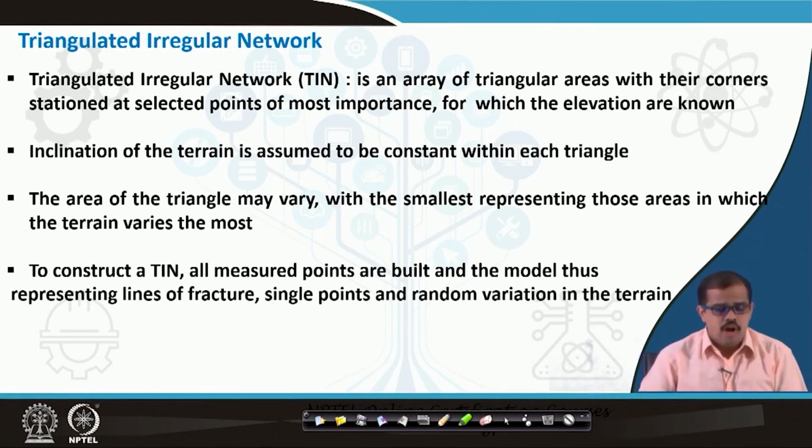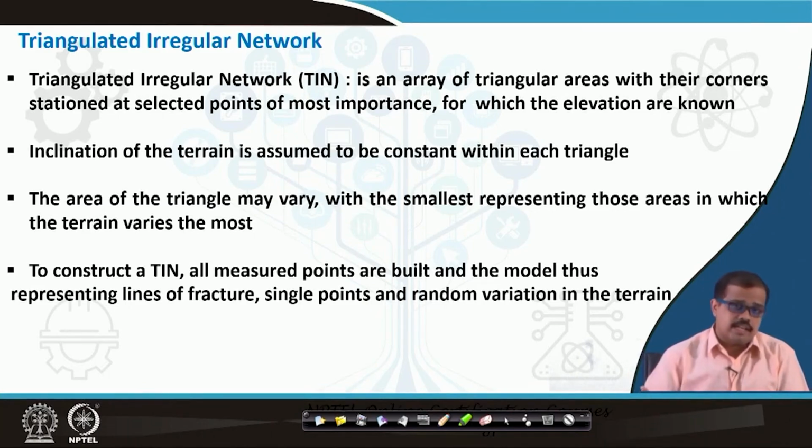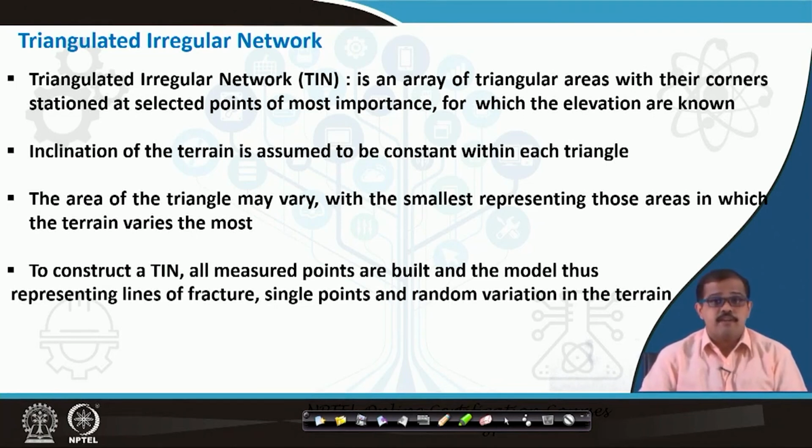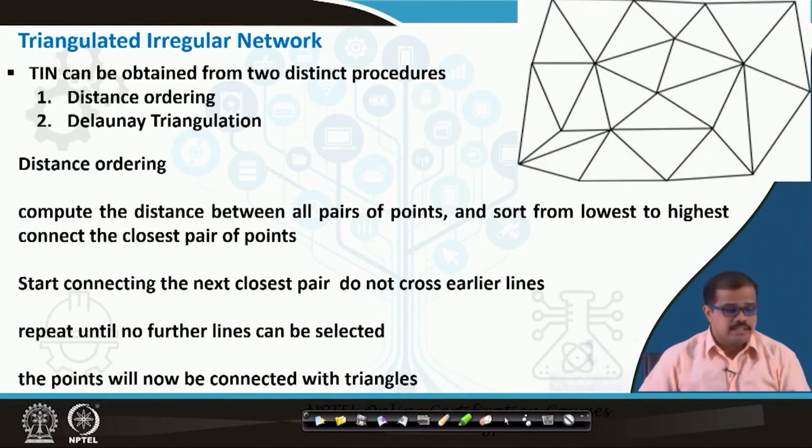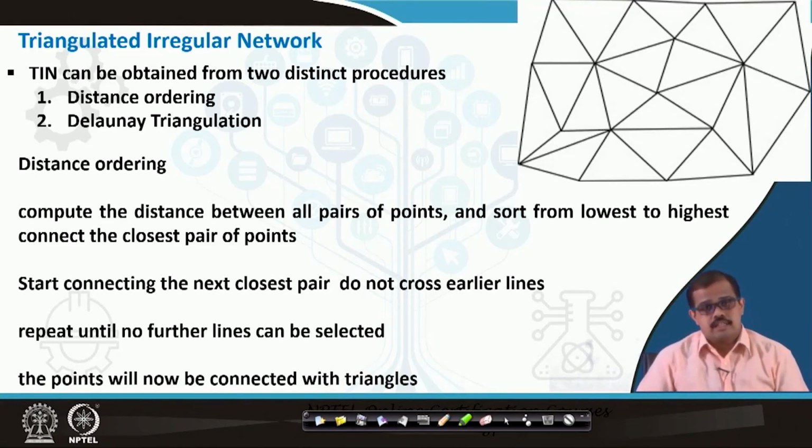To construct a TIN, it is also called a TIN model. All measured points are used, and the model thus represents lines of fracture, single points and random variation in the terrain. I'll show you some of the methods of how the TIN model is built. A TIN model can be built using two distinct procedures: one is distance ordering and the other is Delaunay triangulation. But when we look at both of these, Delaunay triangulation is more advantageous when you are using triangular irregular networks.